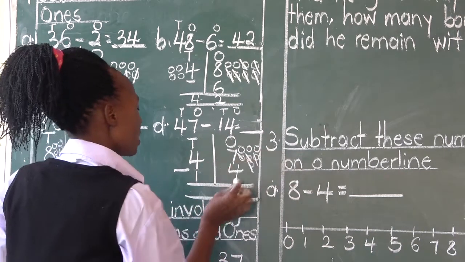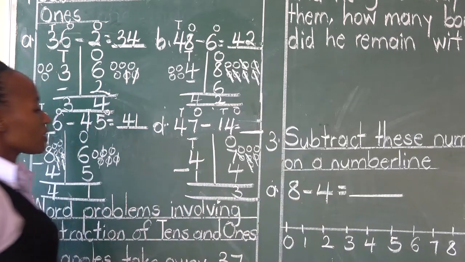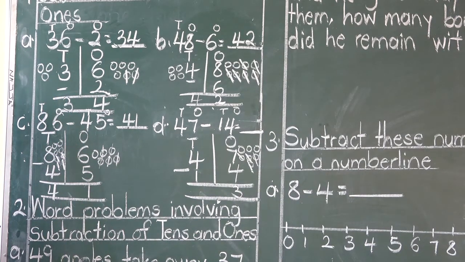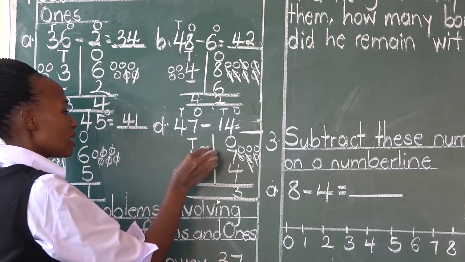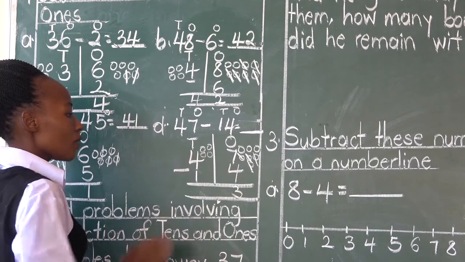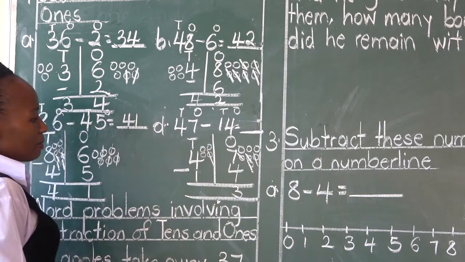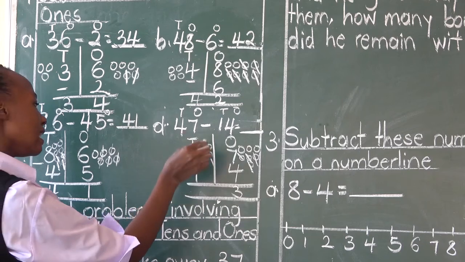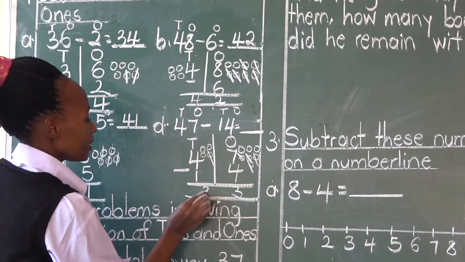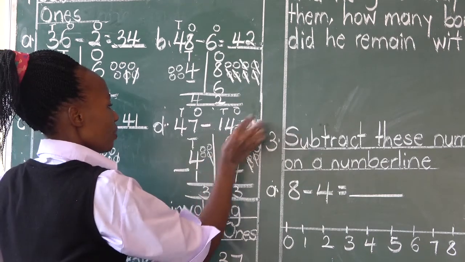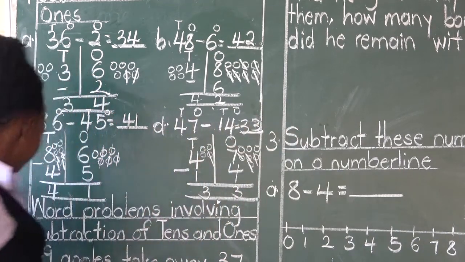1, 2, 3. We come to tens, we have there 4, take away 1. 1, 2, 3, 4. Cross out 1. How many have you remained with? 1, 2, 3. Our answer will be 33.